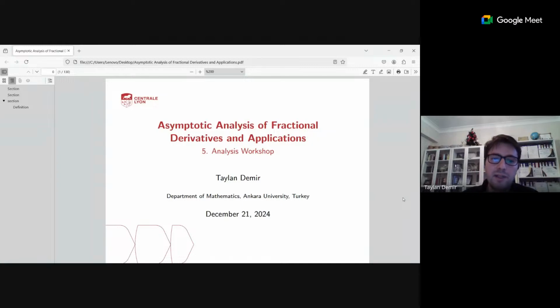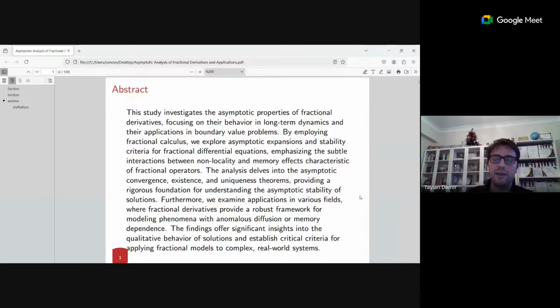My fields of interest are applied mathematics, mathematical physics, engineering problems, and fractional calculus and their applications in real-world problems. My presentation is related to the asymptotic analysis of fractional derivatives and applications. This study is important to better understand the theoretical framework of fractional calculus, and this chapter is related to the application of fractional calculus in real-world problems. I will explore fractional calculus with some different fractional operators, for example, the Caputo fractional operator, the Atangana-Baleanu fractional operator, and the Riemann-Liouville fractional operator.